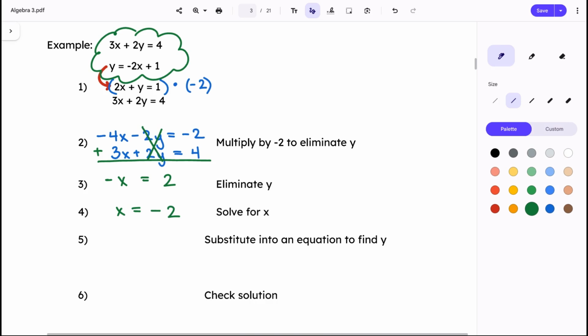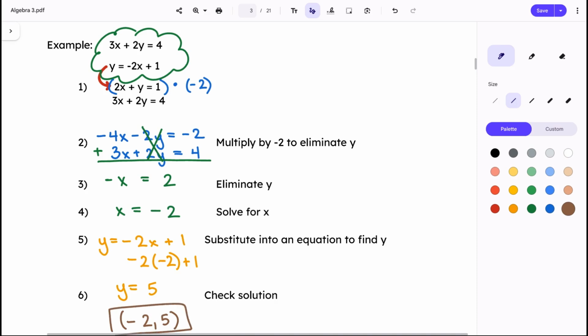The second one. So the second one says y equals negative 2x plus 1. So I'm going to rewrite that as negative 2 times negative 2 plus 1. And what's my y going to come out to be? 5. How would I write my final answer? Good. Negative 2 comma 5.